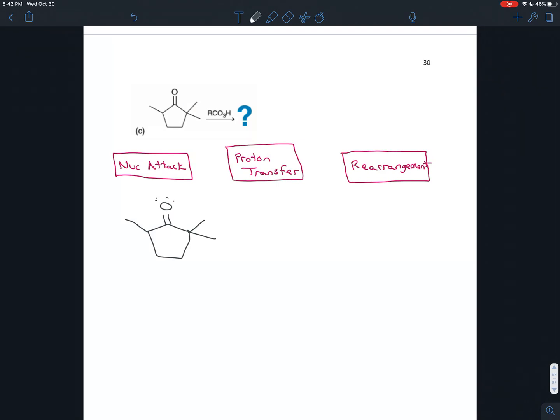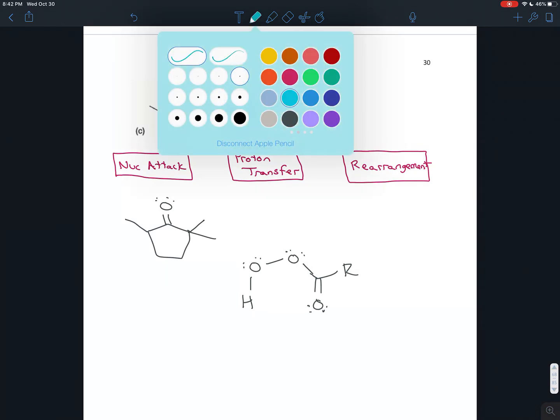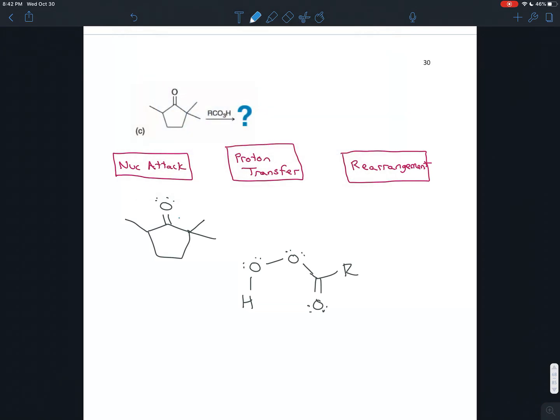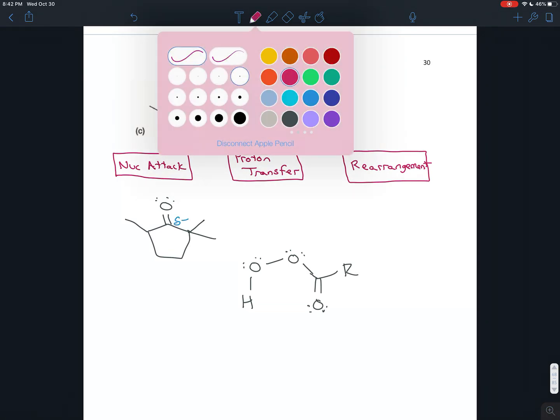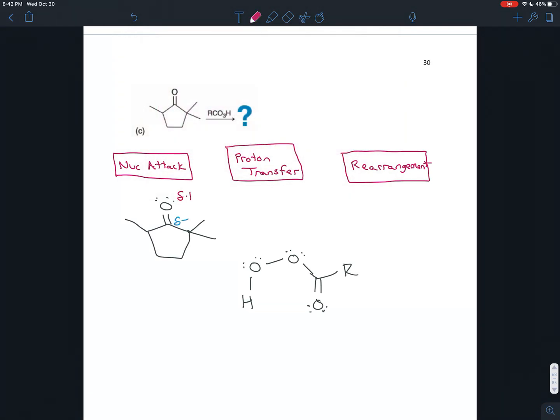And then draw your peroxy acid. That's that upside down U. Start with a hydrogen going up. We have an oxygen over, oxygen down, carbon, and then the carbonyl, and then an R group. So that is our peroxy acid. Now the carbonyl carbon here is very slightly positive because it's losing a lot of electron density to that oxygen. So it's a very tempting electrophile.